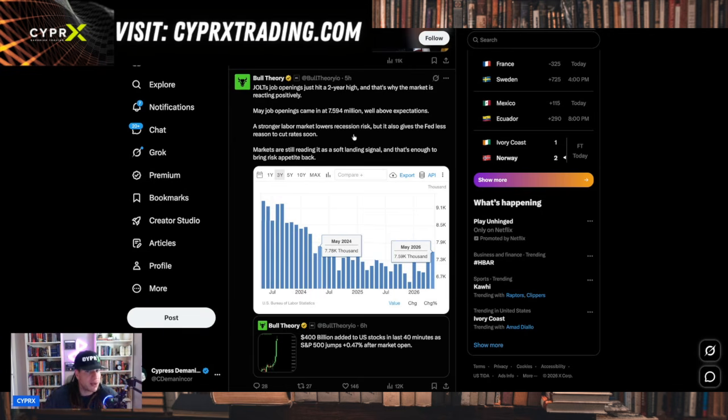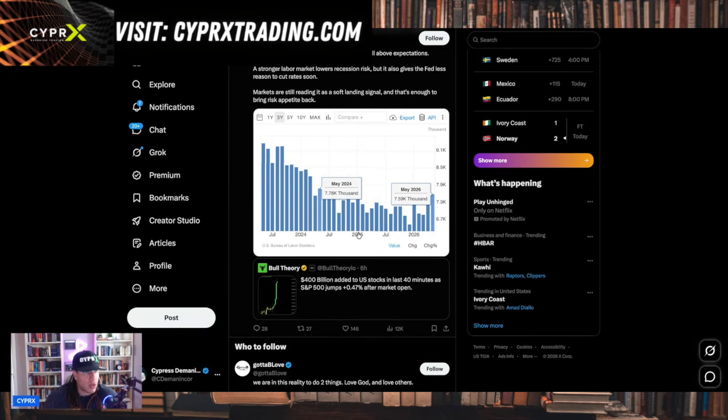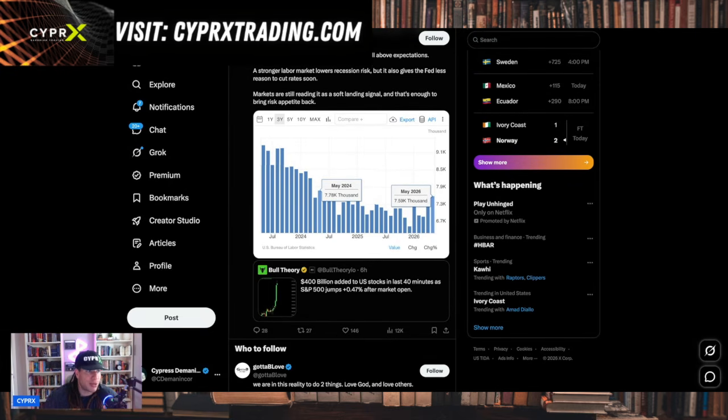But it also gives the Fed less reason to cut rates, which is why we still see suppression in the digital asset space, because we know that crypto remains heavily on the easy monetary policy or liquidity backdrop, right? Markets are still reading this labor report as a soft landing signal, and that was enough to bring risk appetite in stocks back today. As we know, over $400 billion was added to the US stock market today, right after the market opened at 8:30 a.m.